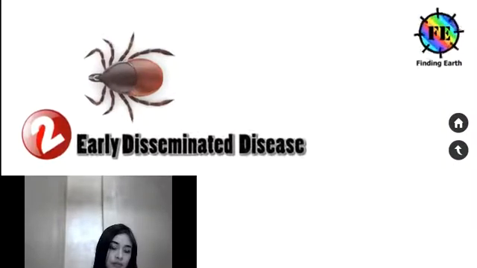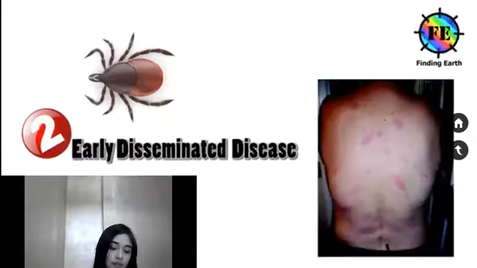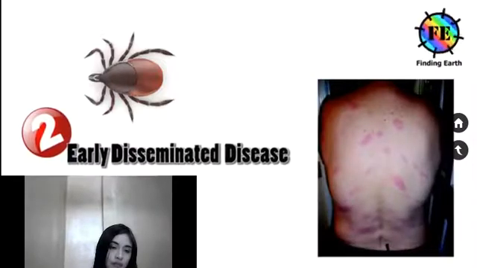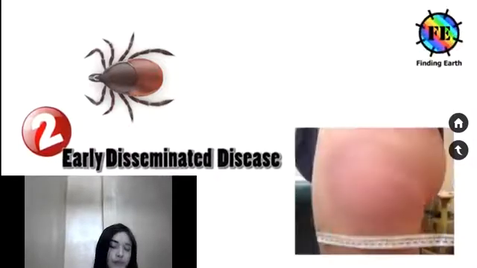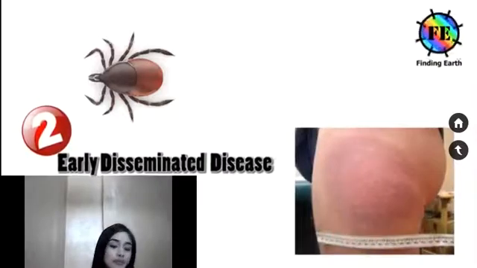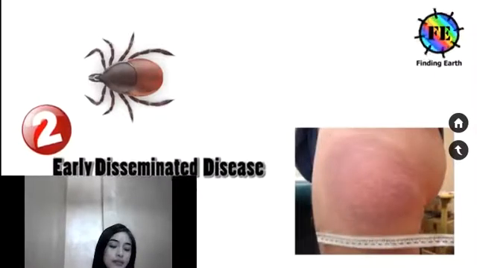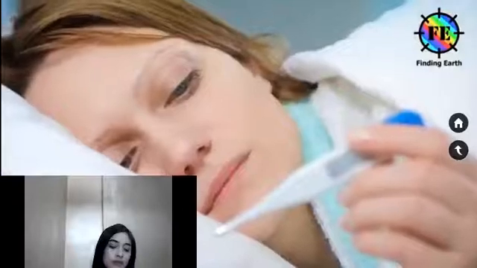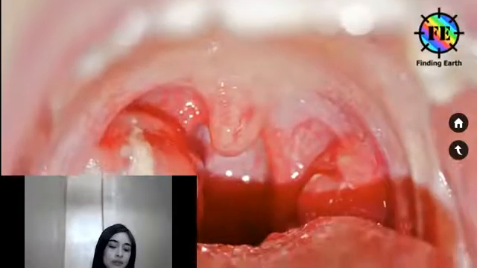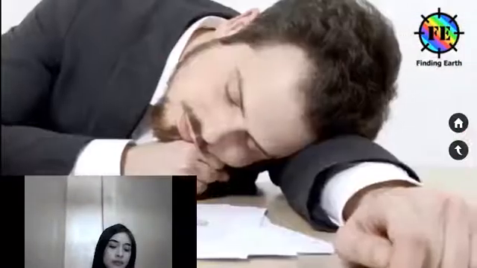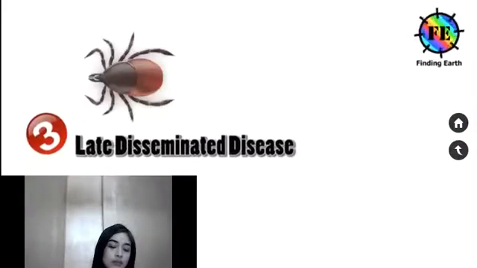Stage 2. Early disseminated Lyme disease. Early disseminated Lyme disease occurs several weeks after the tick bite. Bacteria are beginning to spread throughout the body. This stage is characterized by flu-like symptoms such as chills, fever, enlarged lymph nodes, sore throat, vision changes, fatigue, muscle aches, headaches.